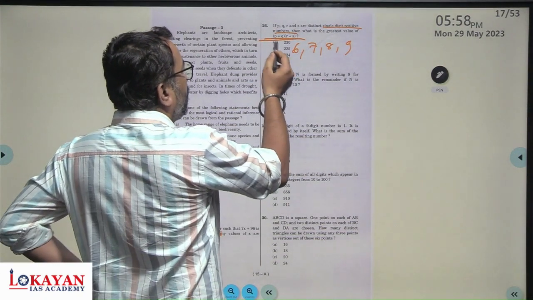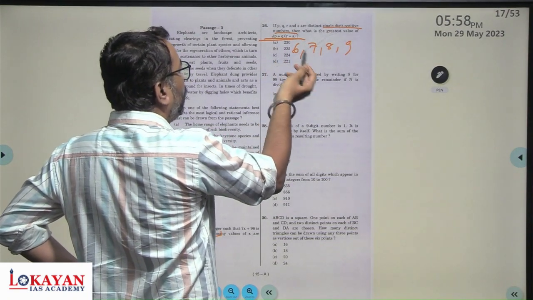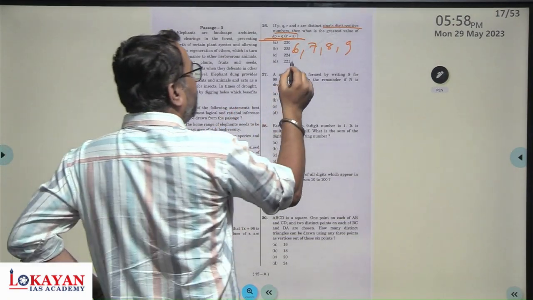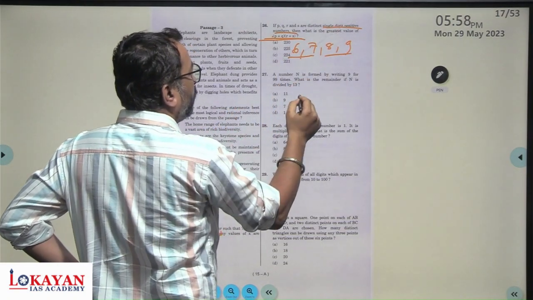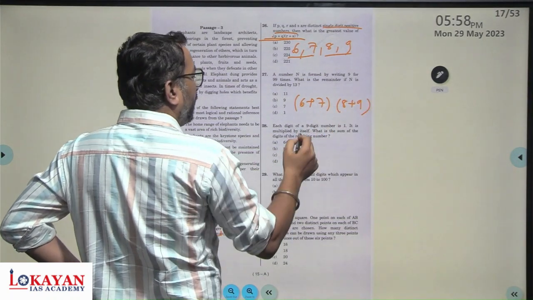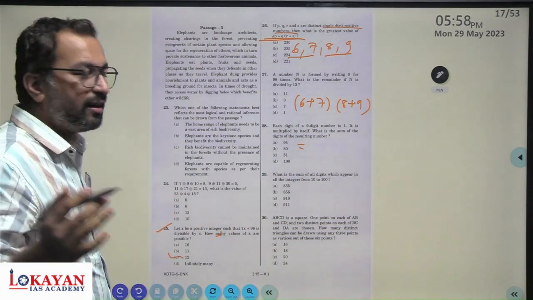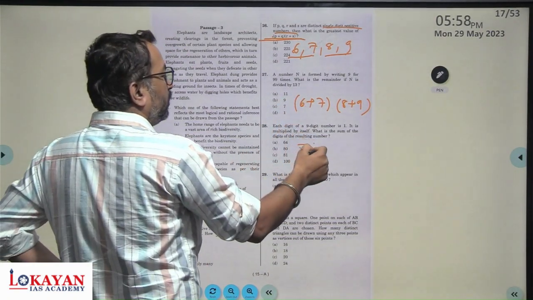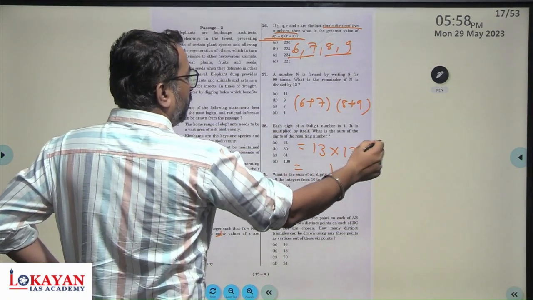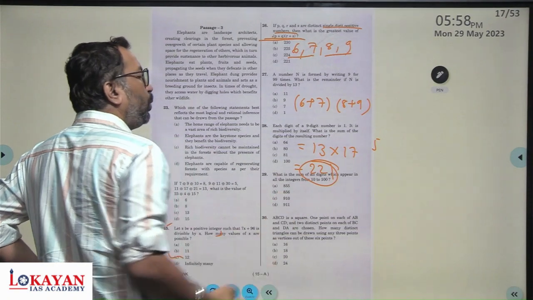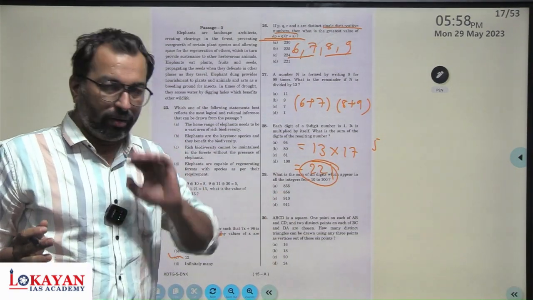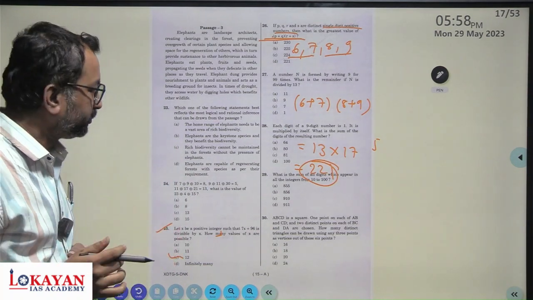But which value to assign to P, which to Q, what will R be, what will S be? Some might think that if I write P plus Q as 6 plus 7, into 8 plus 9, that will give the highest multiplication. Let's check. 13 into 17, so it gives me 221. But is that the highest value to get?